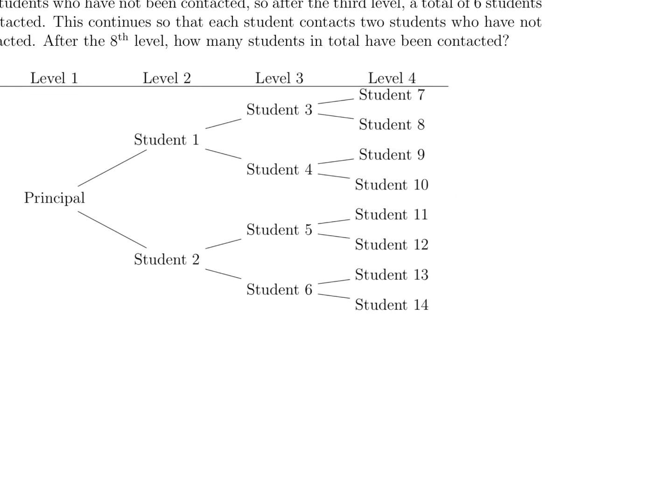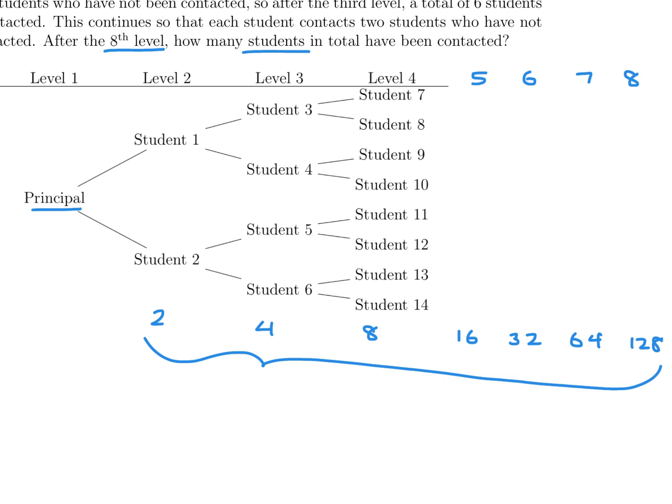Okay, so I think this is just, let's put in levels 5, 6, 7, 8. So this is 2, this is 4, this is 8. So level 5 is 16, level 6 is 32, then 64 and 128. And I think that's all there is to it. They just want me to add this all up, and just the students, right? Because this is the principal, so I don't have to include that one. If you add up all of these, I believe that sum is 254.